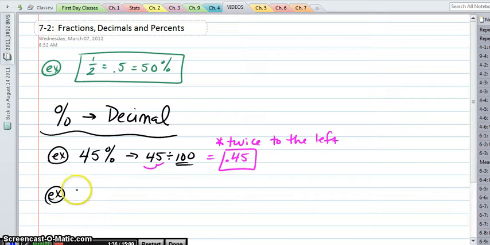Let's look at a percentage that's a little bit smaller. Let's say 2%. Again, we can move the decimal 2 places left, so we will get 0.02.